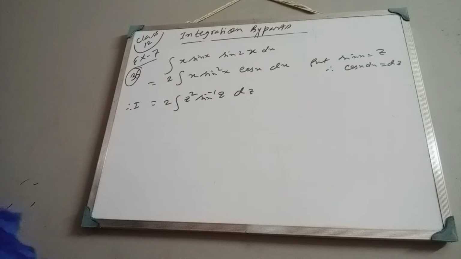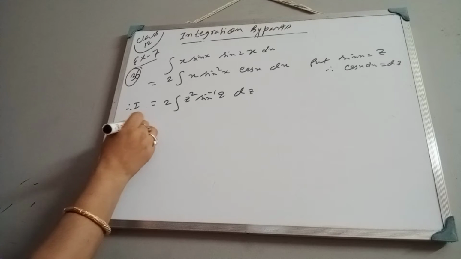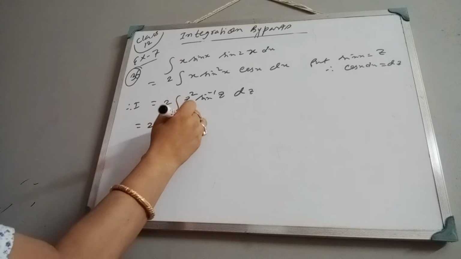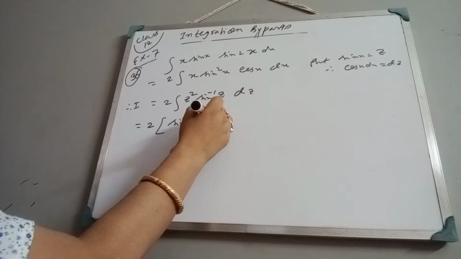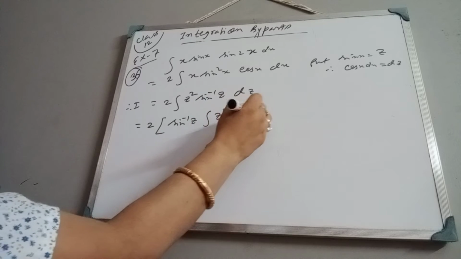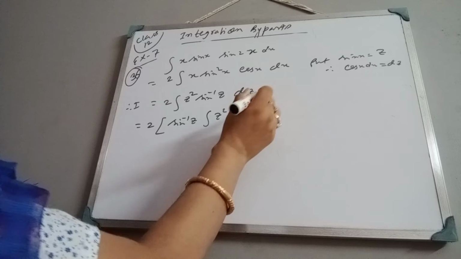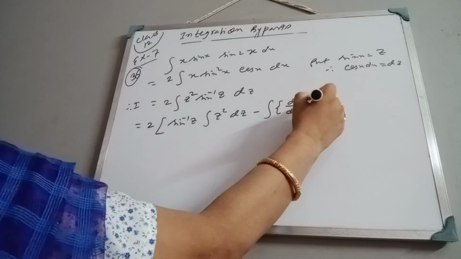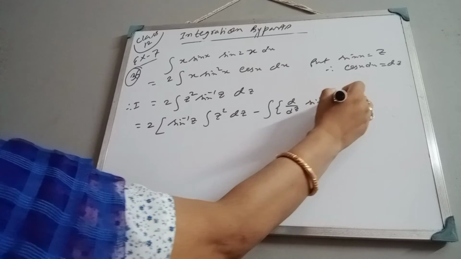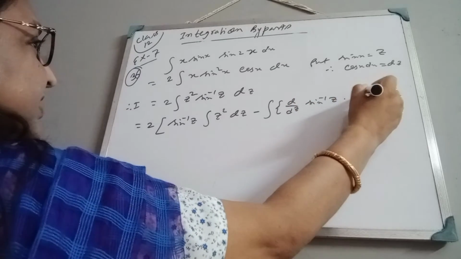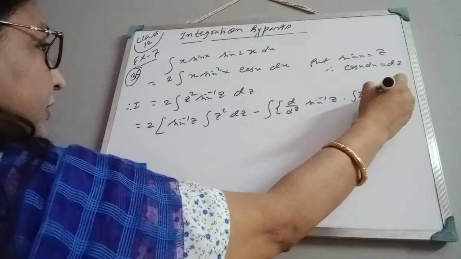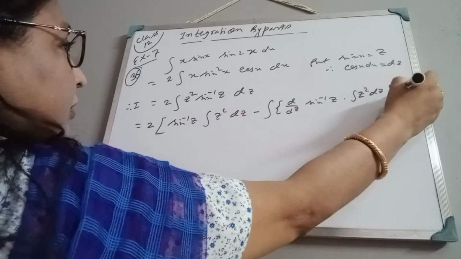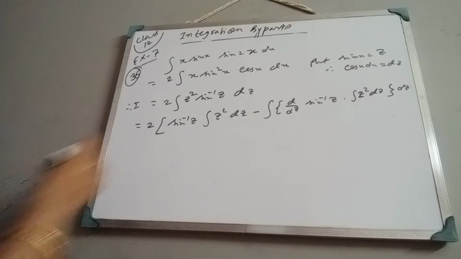One is an inverse function, another is an algebraic function. So according to the ILATE rule, we will take the inverse function as the u function. So 2 times, sine inverse z integral z square dz, minus integral d/dz of sine inverse z into integral z square dz.